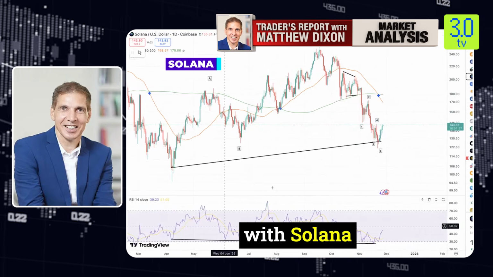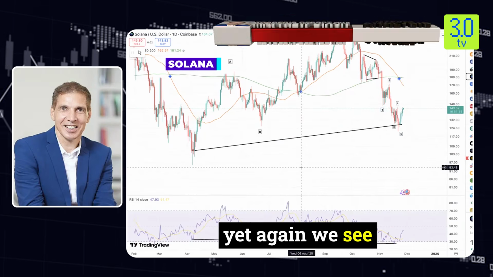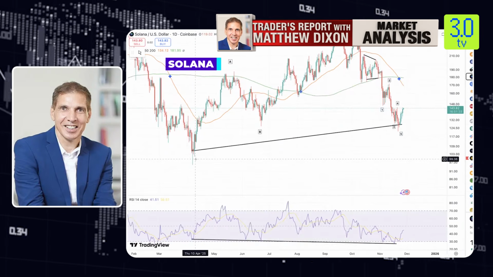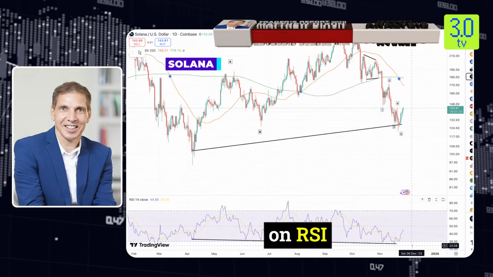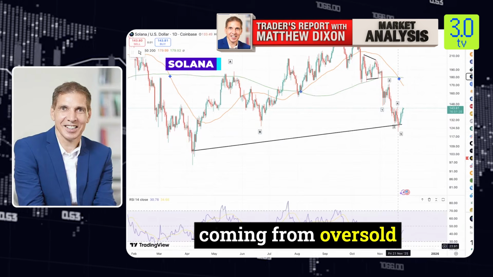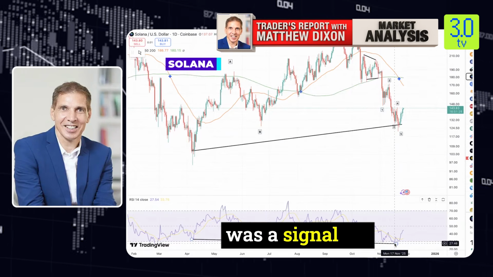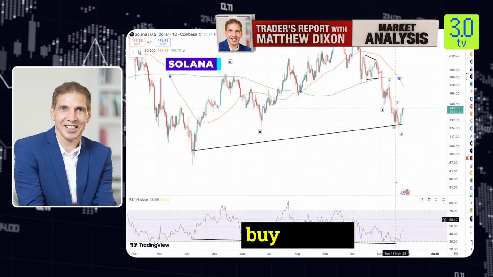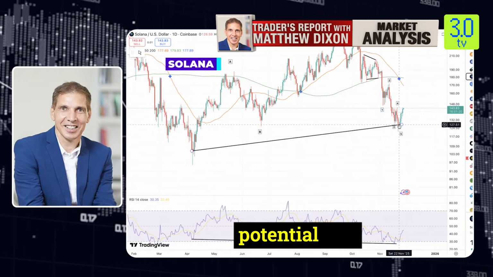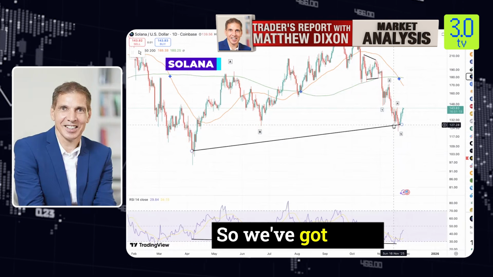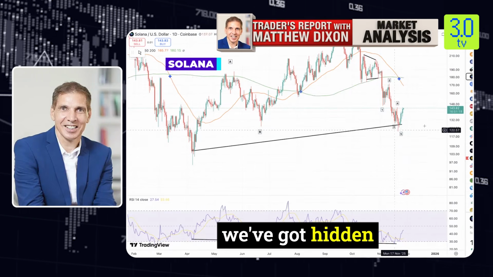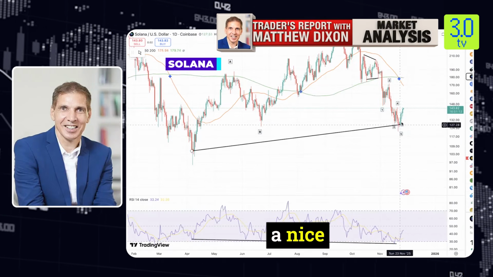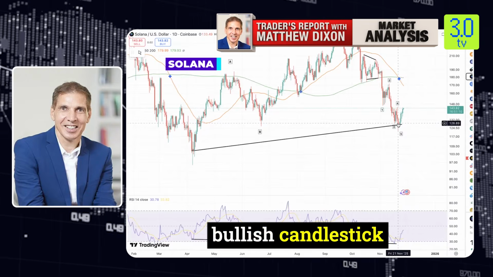Solana has begun to wake up again at long last. And once again with Solana, yet again, we see this beautiful hidden bullish divergence, where we've got higher lows on price and lower lows on RSI. Coming from oversold RSI, remember that was a signal we used with Litecoin for a potential buy signal. So this was a good potential buy. So we've got 3 things really. We've got oversold RSI, we've got hidden bullish divergence, and we've got a nice bullish candlestick formation.